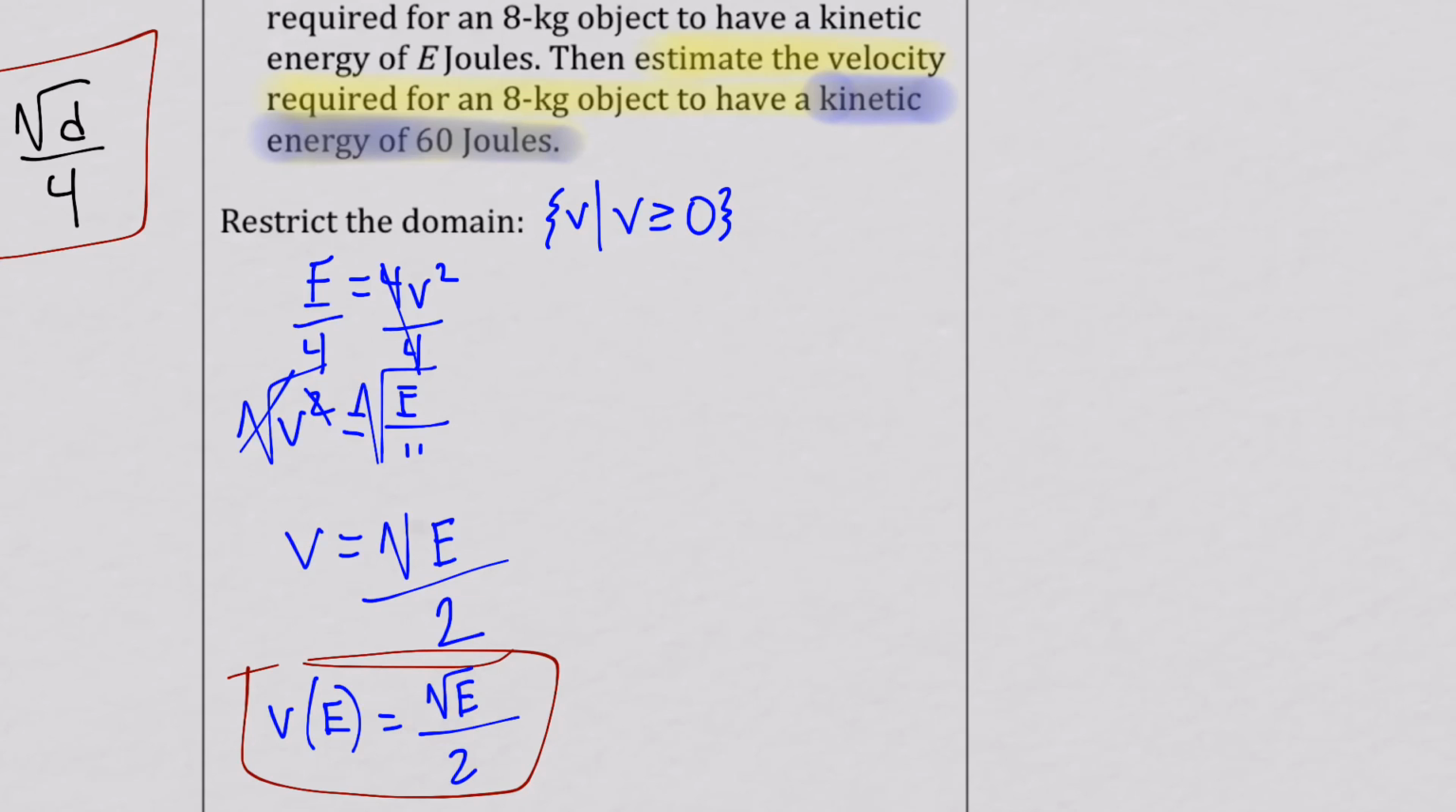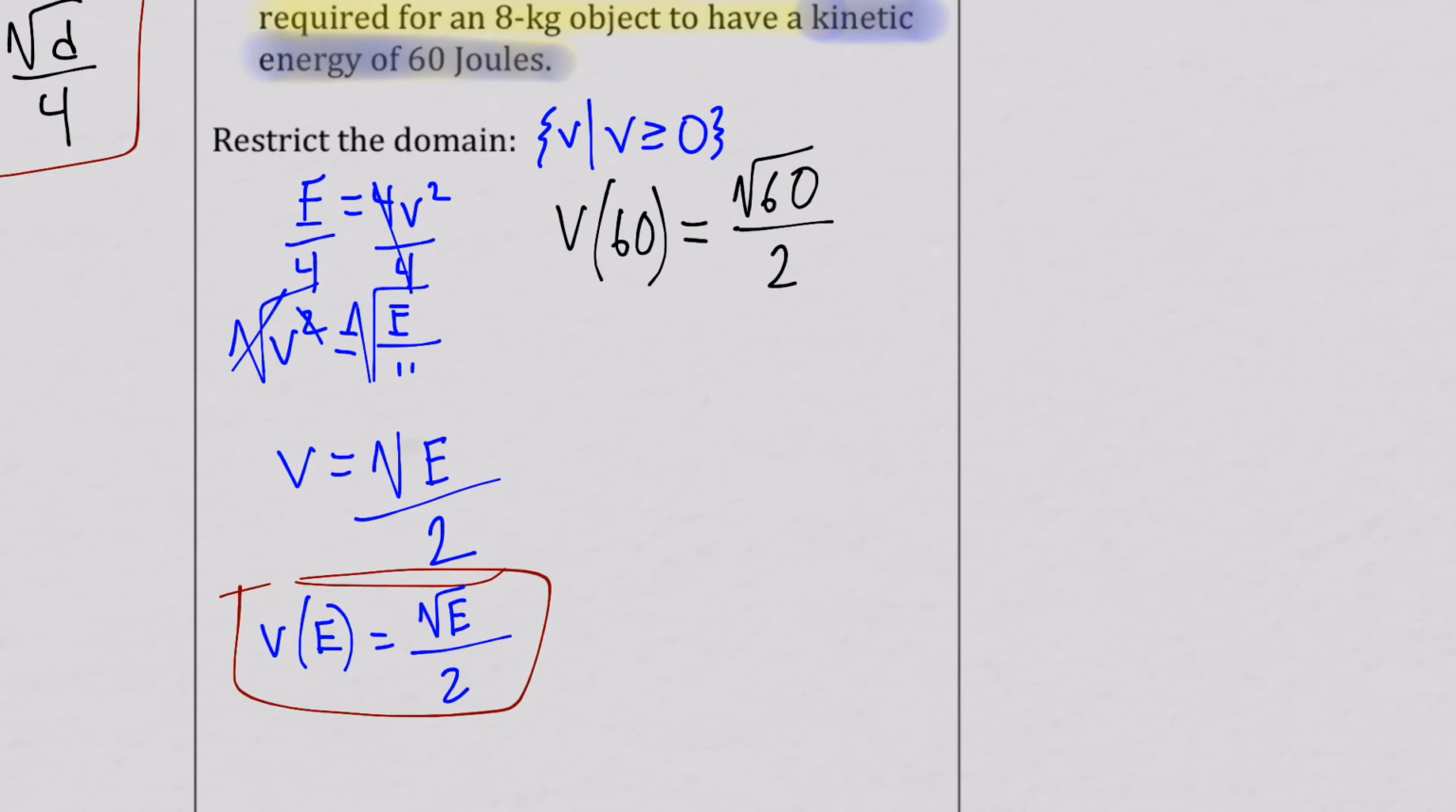So it's going to look like this. V of 60, I'm plugging in 60 for E, is equal to radical 60 over 2. We're estimating here, so it's perfectly fine for you guys to use a calculator here, okay? So just punch in radical 60 and then divide by 2, and that'll be your final answer.